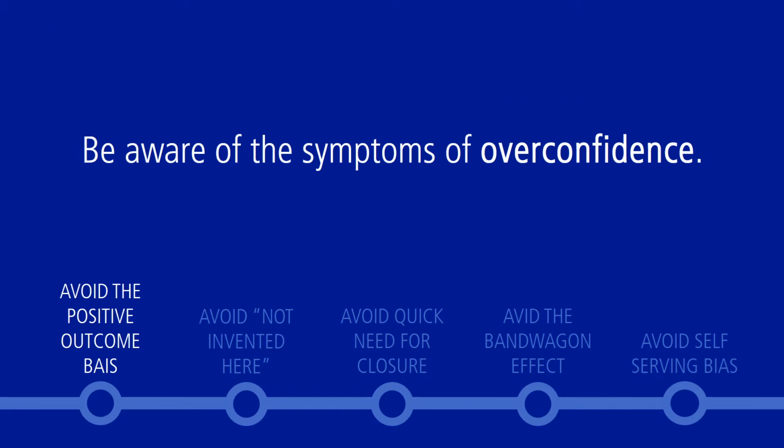First, you need to avoid the positive outcome bias. Be aware of the symptoms of overconfidence: underestimating how long it will take to complete a task, overestimating the likelihood of something that you hope will occur, or being overly optimistic about your decisions and the answers to questions.